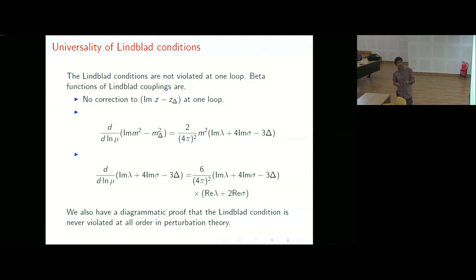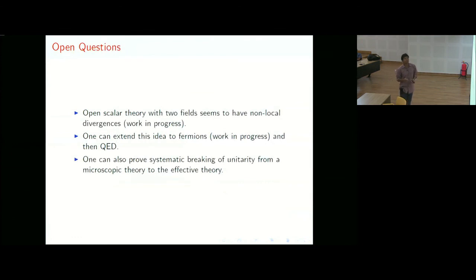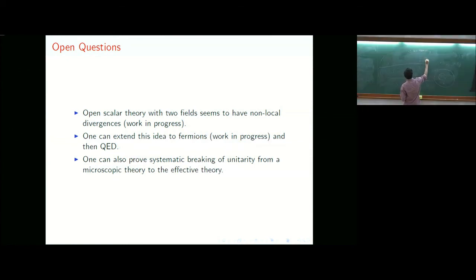Okay. So I'll conclude with a few open questions. We have tried with a two scalar theory, that is with say two phi-4 scalars in the theory. Then the theory seems not to be renormalizable. That is, there are non-local divergences of this kind, 1 over k squared, 1 by d minus 4. So this kind of divergences are there. And one can also extend this idea to fermions and then QED.